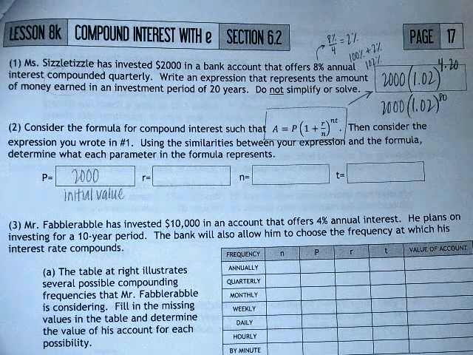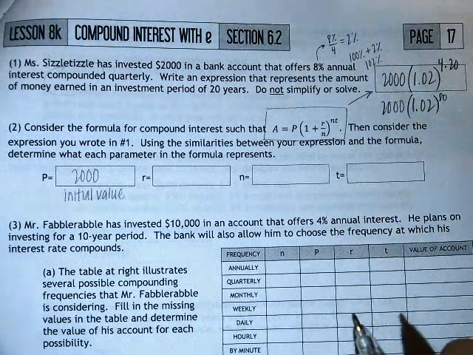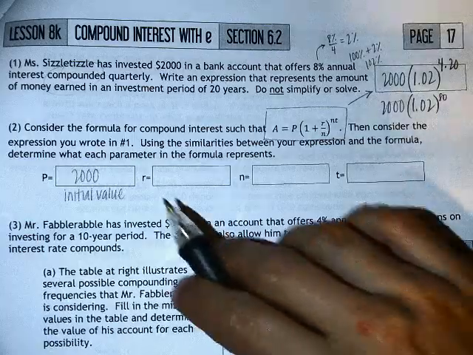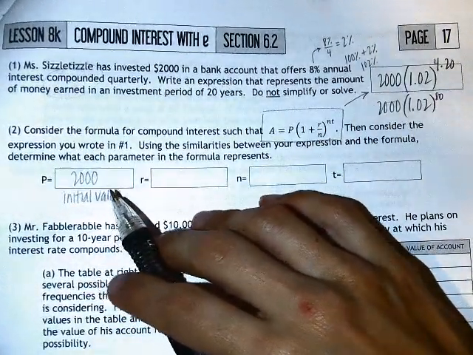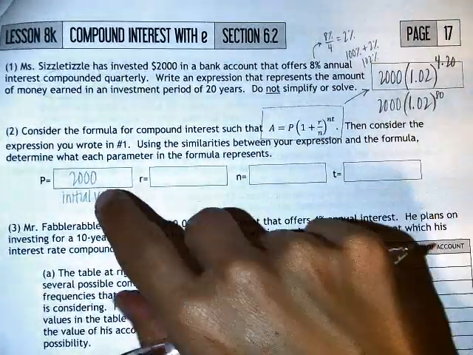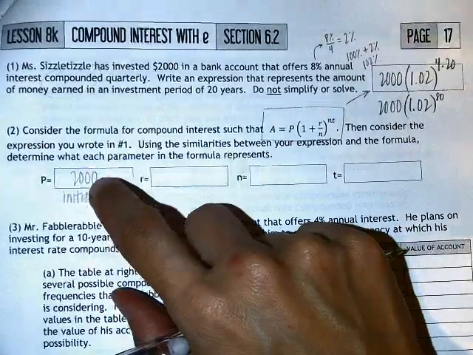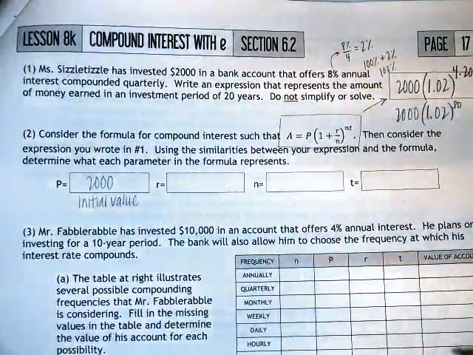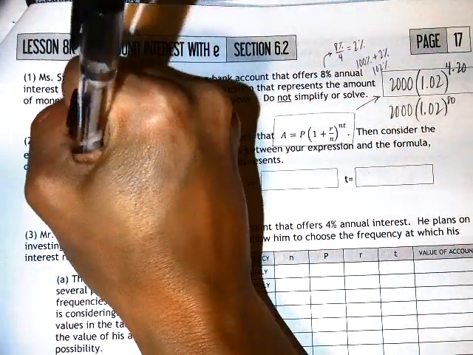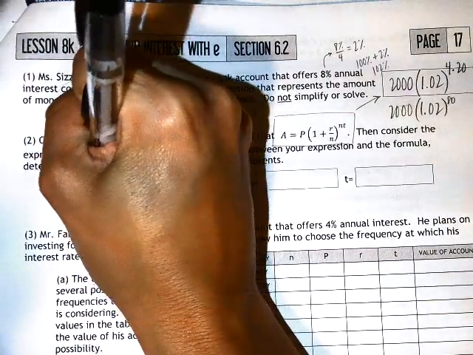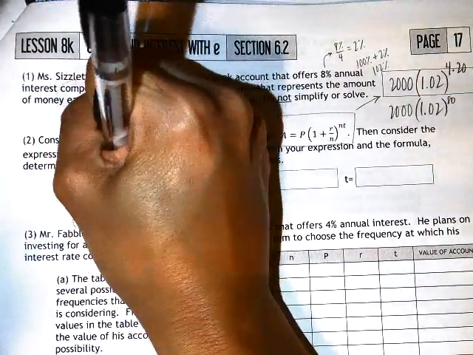All right, so in question number 2, here are the similarities that hopefully you can draw from. P, we already said, was the initial value of 2000, and in case it was curious to you why we would use the letter P for something called an initial value, it's because in the world of banking, we call that the principal investment or the principal value.